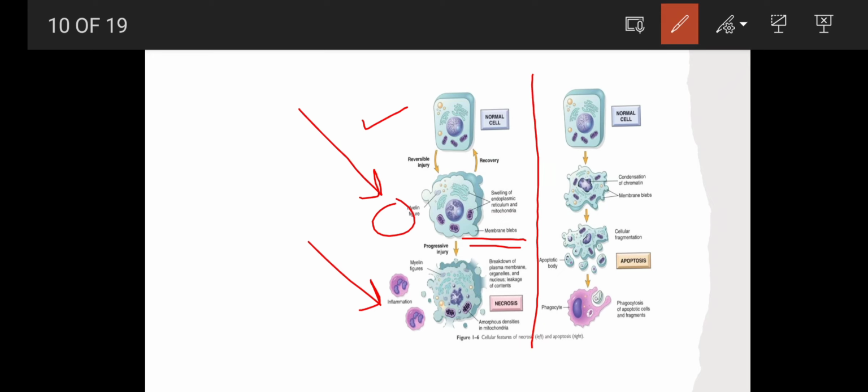Also here we have a normal cell. In the case of apoptosis, what actually happens is that condensation of chromatin starts to happen and membrane blebs are formed, and after that cellular fragmentation takes place, and in this way apoptosis takes place.